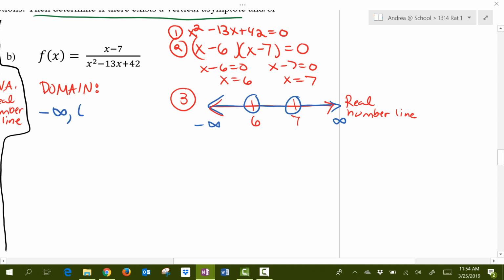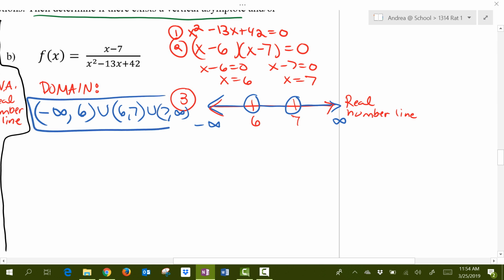So from negative infinity to 6, not including 6, union symbol, and then again from 6 to 7, and then we have a gap, so we will not include 7, but then we will include everything from 7 to infinity. So 6 and 7 are excluded from the number line, but the next question is, how are they excluded from the number line? Do we have a vertical asymptote, or do we have a hole at x equals 6 and x equals 7? To determine that, we are going to take the original fraction and we are going to factor the top and the bottom as much as possible.